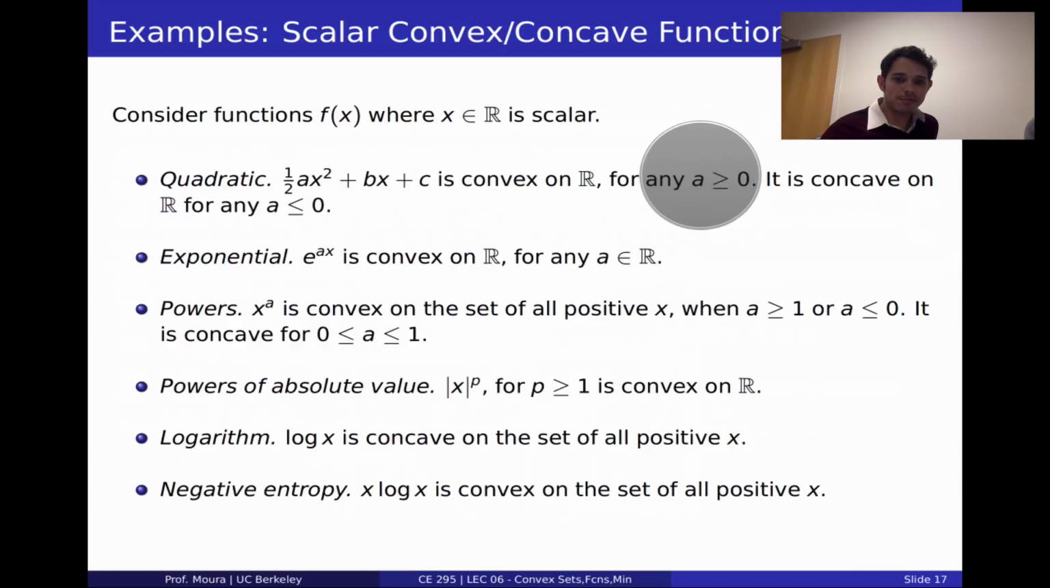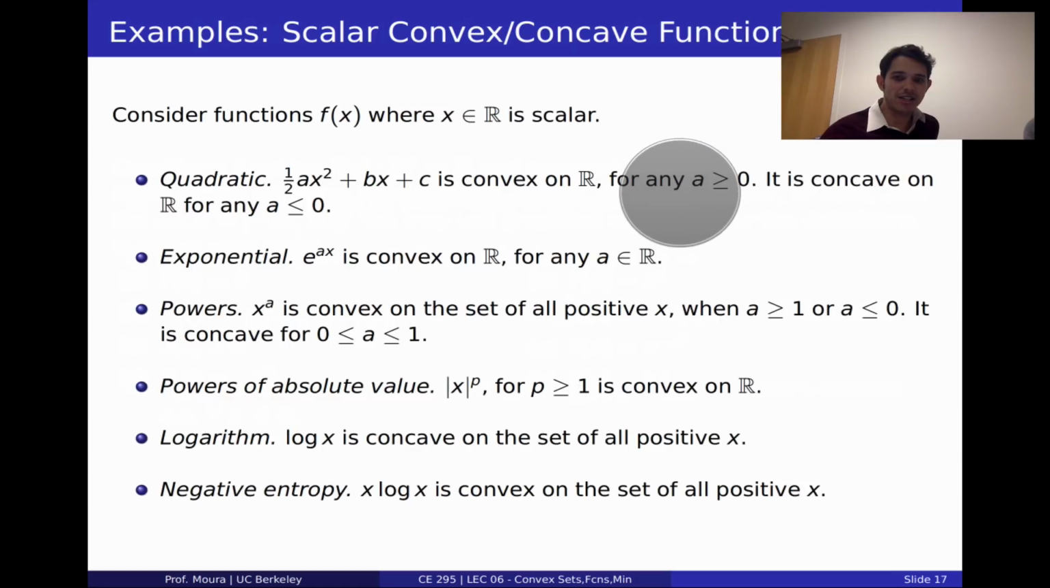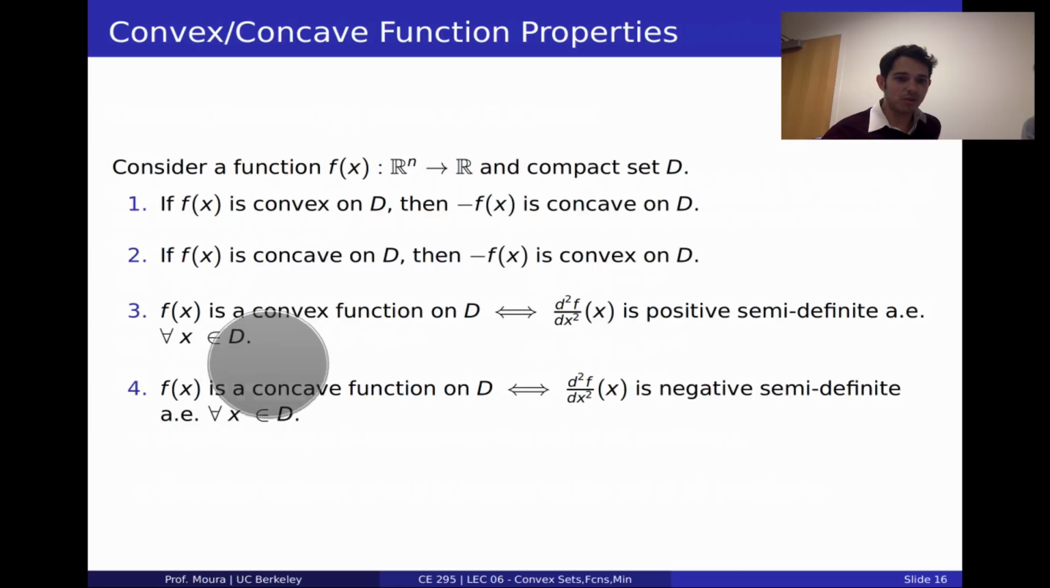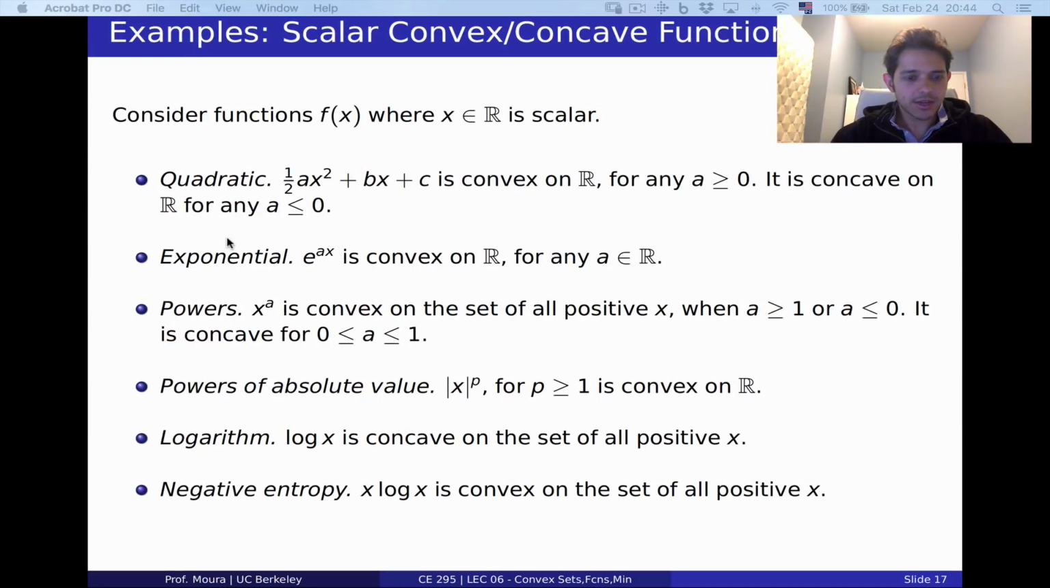And properties 3 and 4 correspond exactly to these inequalities that are shown here. So this is pretty easy to prove with the properties on the previous slide. All right, next, I want to talk about the exponential function, which is given by e to the ax. And we're going to show here that it's convex on R for any scalar a.